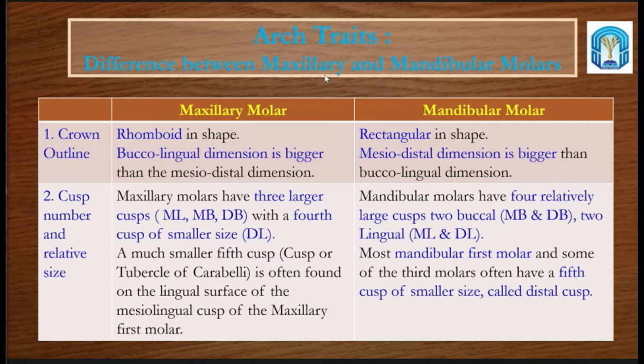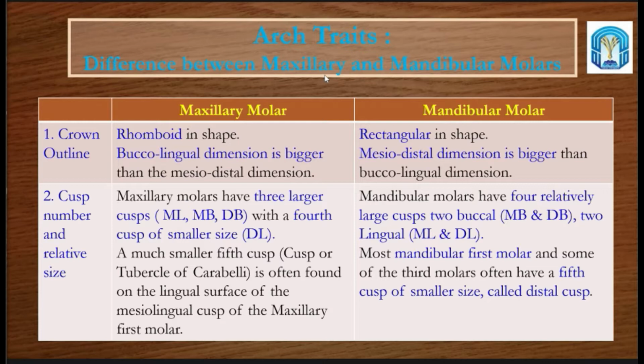Crown outline. This is number one characteristic. Maxillary molar is usually rhomboid in shape, but mandibular molar is rectangular in shape. Rhomboid and rectangular. You understand the difference between the rhomboid and rectangular, right? Rectangular is a little bit bigger in one side. Rhomboid is almost a square, but all the angles are not right angles.